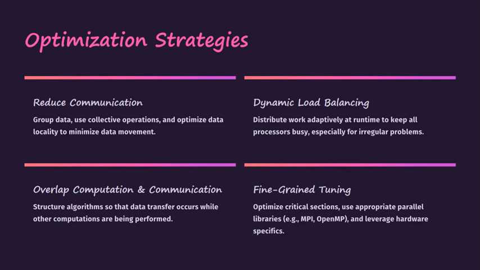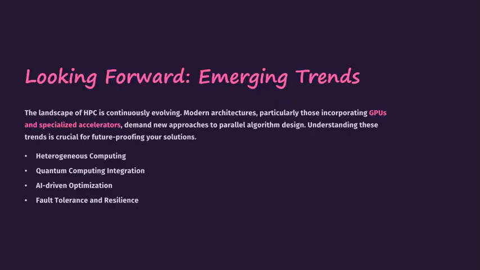Okay, so the optimization strategies are reducing communication and dynamic load balancing. Like we discussed in the last PPT, communication can increase the time of completion, and without load balancing some processors get more tasks or the data is distributed unevenly. And then we have overlapping computation and communication, and fine-grained tuning.